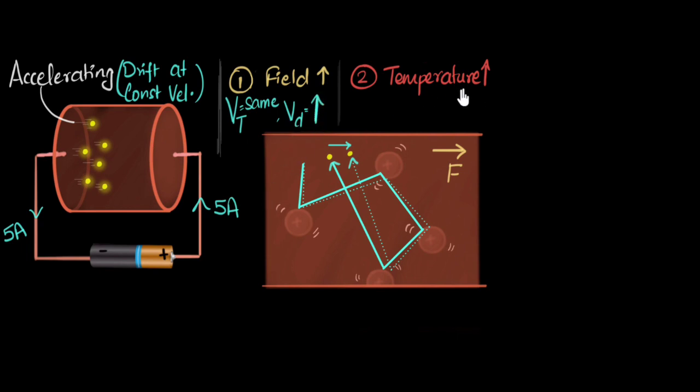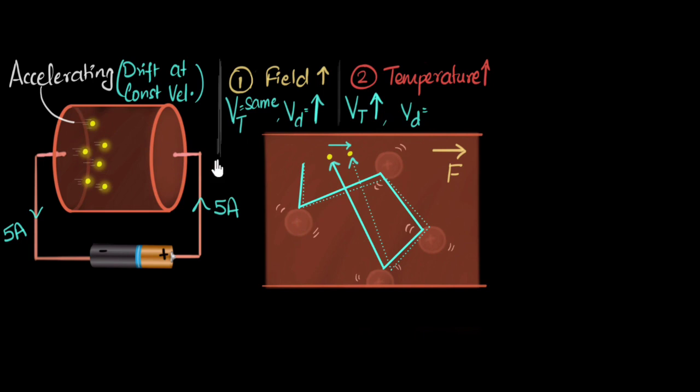All right, let's take the second case. In the second case, the temperature is increasing, so we would expect the thermal velocity to also increase. More temperature, more heat energy, and so it'll go faster. And so thermal velocity will increase. What do you think will happen to the drift velocity?